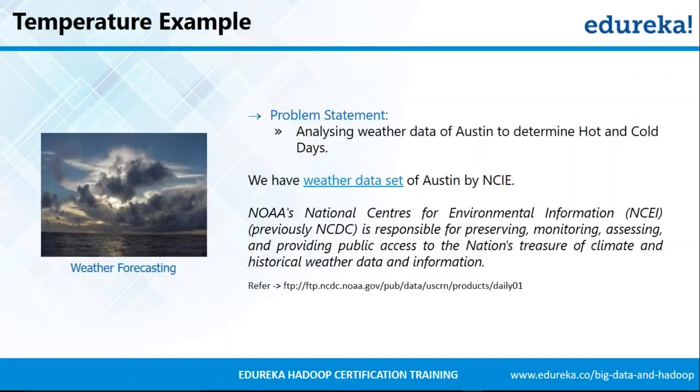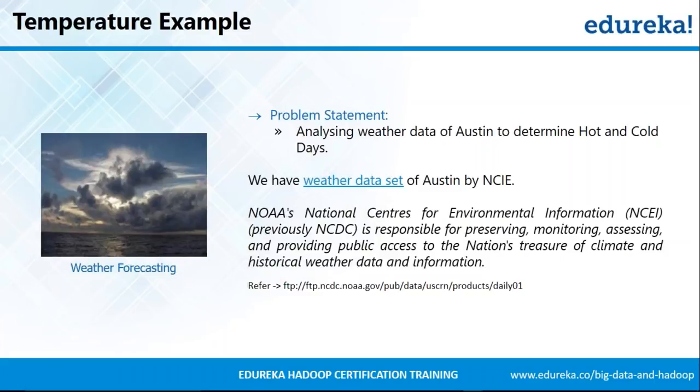Now what we are doing is we are using the data set that is present at NCEI, which is nothing but the National Centers for Environmental Information. It has huge historical weather data, and using this data we can do a lot of analysis on the basis of which we can forecast the weather as well, whether the next day would be hot or cold. So we can come up with certain patterns and analyze this data.